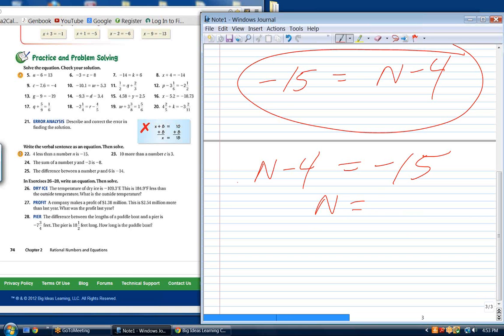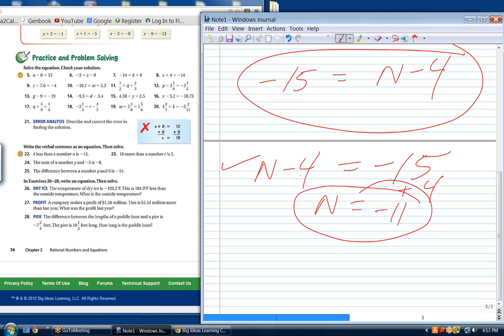Okay, we're solving n minus 4 equals minus 15, right? So what do we have to do? You have to add 4 to both sides of the equation. What is negative 15 plus 4 equal to? Yeah, it would make it negative 11. There you go.